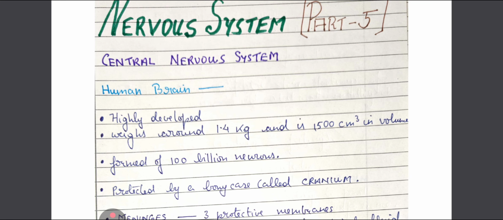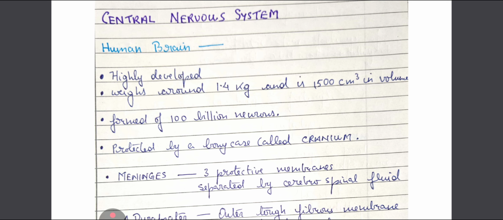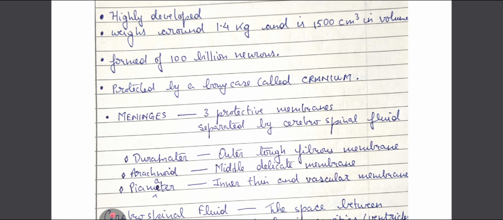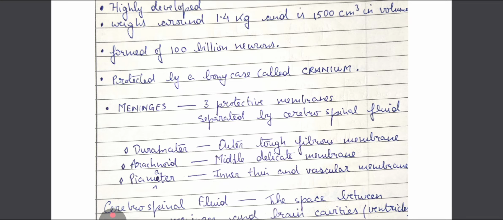It is highly developed, weighs around 1.4 kg and is 1500 cubic centimeters in volume. The CNS is formed of 100 billion neurons. You can see how enormous the number of neurons is. 100 billion. It is protected by a bony case called the cranium. How is it protected? Our brain is protected by a bony case called the cranium, a box of bone.